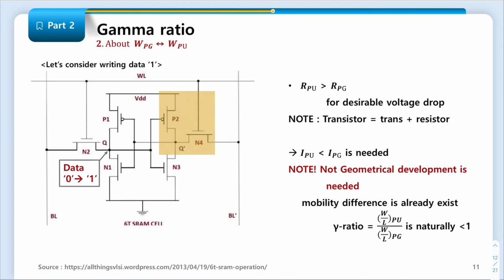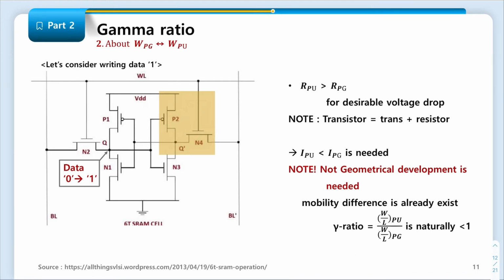Then, just like the last slide, so that we make the desirable current flow and voltage drop, the pull-up transistor's resistance must be far, far larger than the pass gate transistor. Then finally, we could get a slightly small voltage potential value in this node.